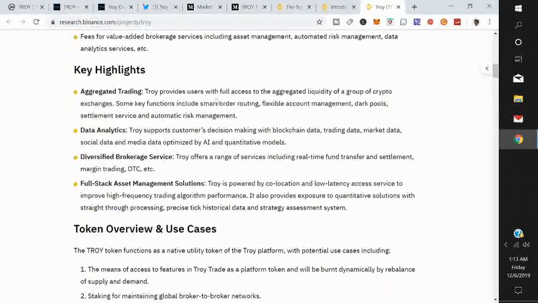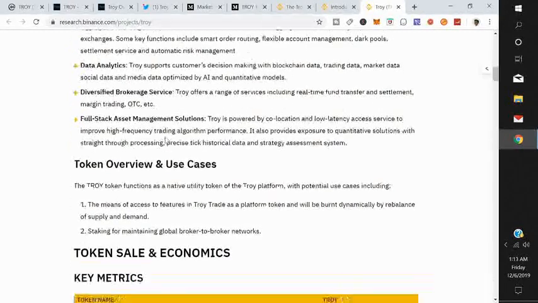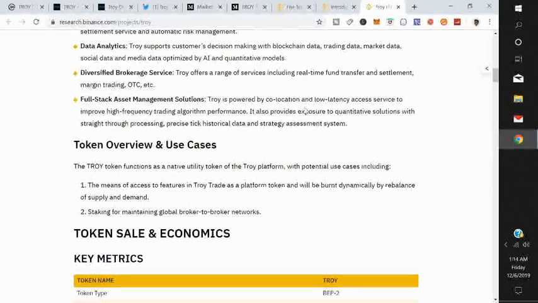Key highlights: aggregated trading. Troy provides users with full access to aggregated liquidity of a group of crypto exchanges. Some key functions include smart order routing, flexible account management, dark pool settlement service, and automatic risk management. Data analytics: Troy supports customer decision making with blockchain data, trading data, market data, social data, and media data optimized by AI and quantitative models. It also provides a diversified brokerage service. Troy offers a full range of services, including real-time fund transfer and settlement, margin trading, OTC, etc. Full stack asset management solutions: Troy is powered by co-location and low latency access service to improve high frequency trading algorithm performance. It also provides exposure to quantitative solutions with straight through processing, precise tick historical data, and strategy assessment system.